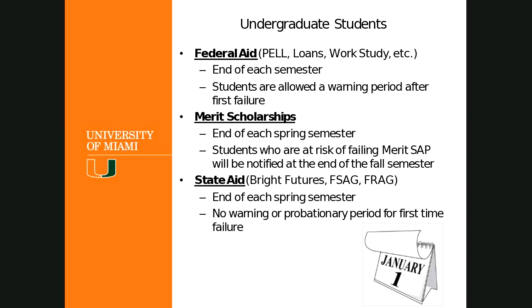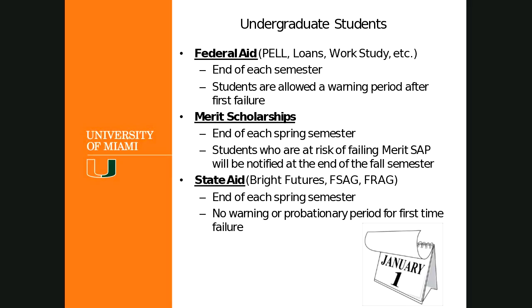So what this means is, say you come to UM, you take your first semester here in the fall, but your GPA is a 1.7. We're going to then tell you, hey, you failed to meet the standards of academic progress in regards to your GPA. You now have a warning period for the spring semester. You are still eligible for your financial aid. However, if you do not meet the criteria thereafter, you will be ineligible for your federal aid.